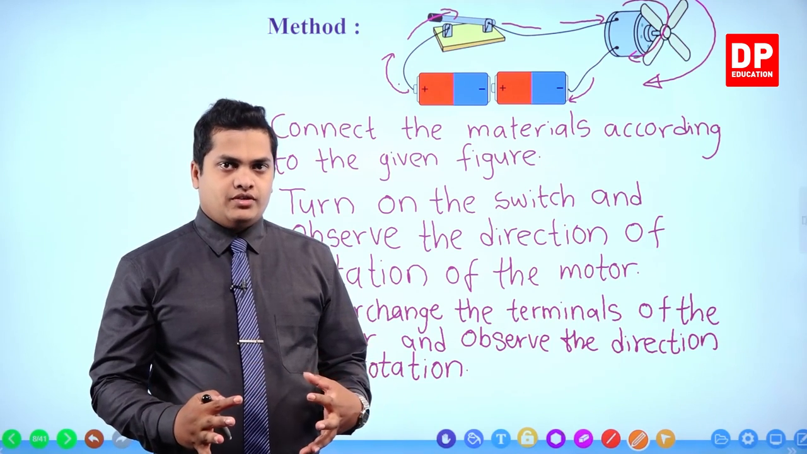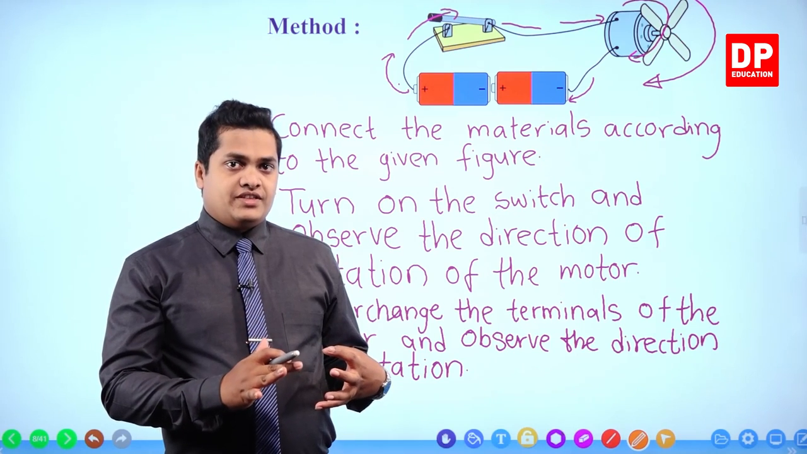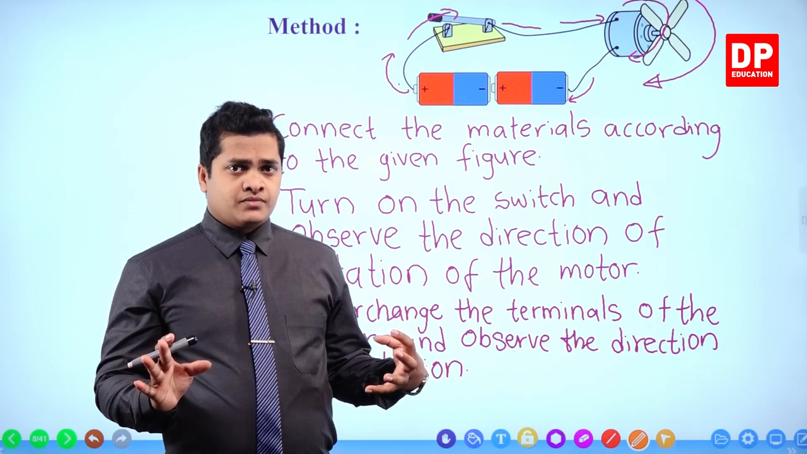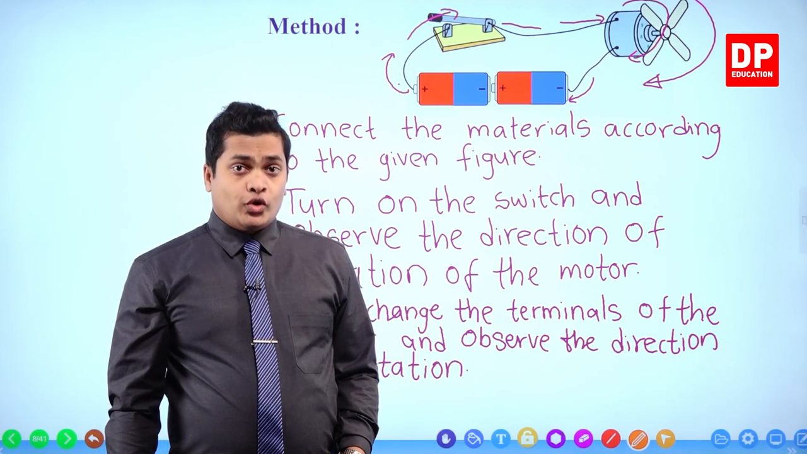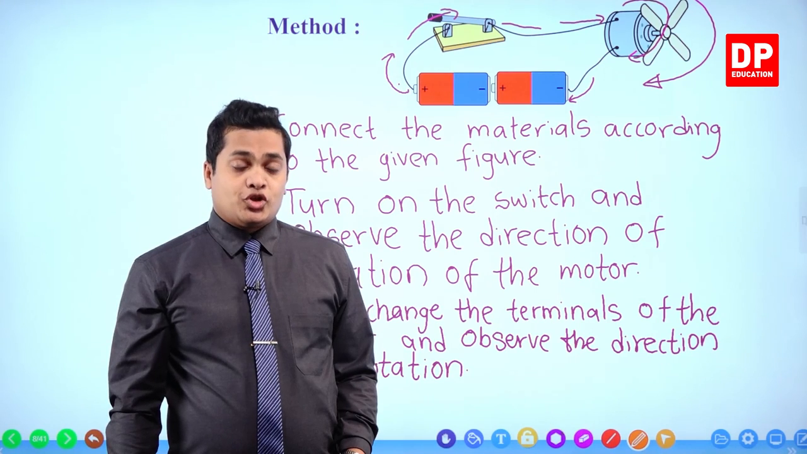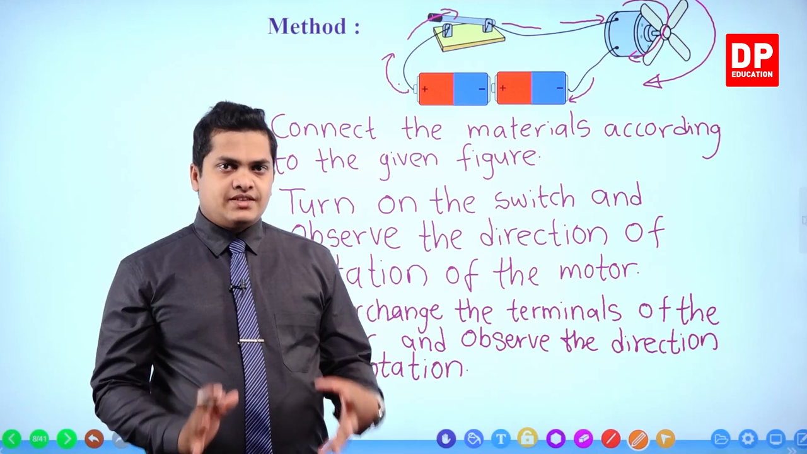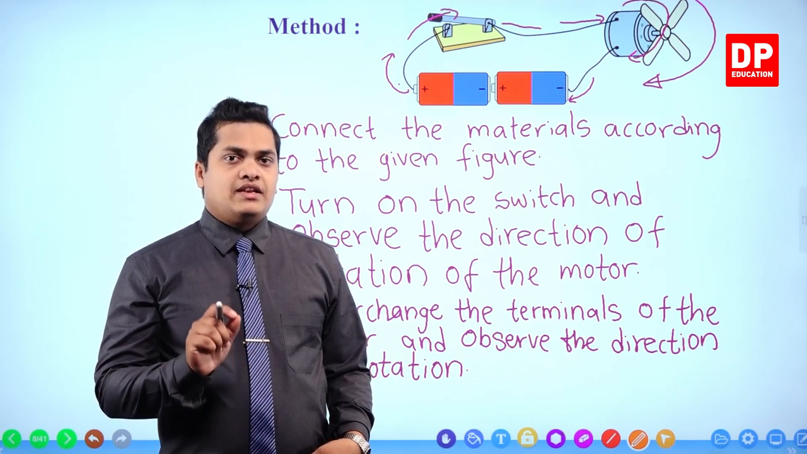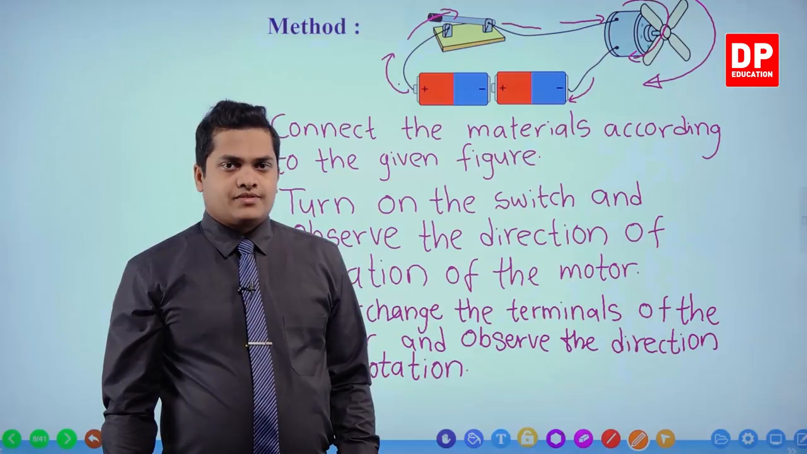Like in the first rotation, if the direction of current flow is in a constant direction, then definitely the rotation direction of the motor should change. It should definitely change. Right, so this is the way of doing the activity, my dear children. So we'll head on to the lab and let's see whether we can get these expected observations.